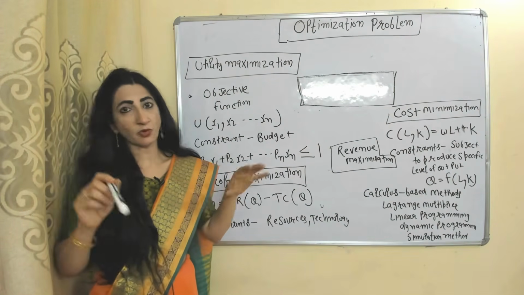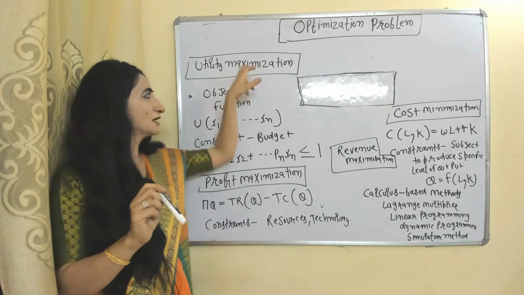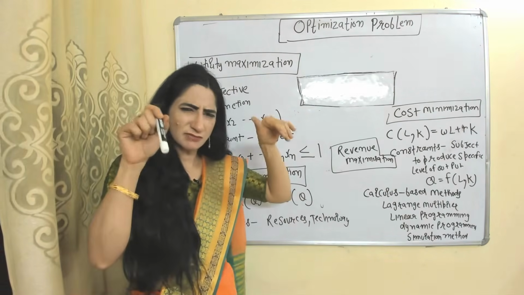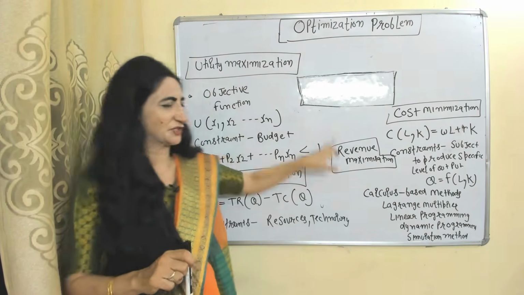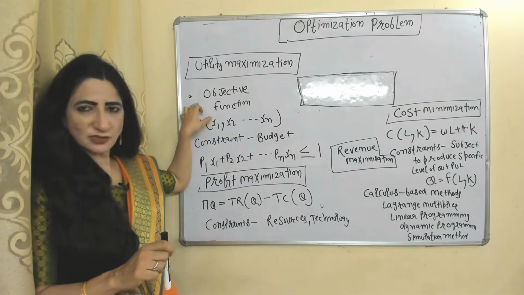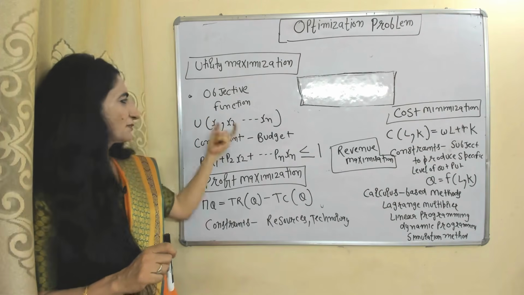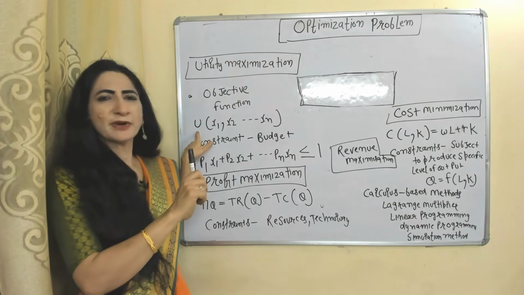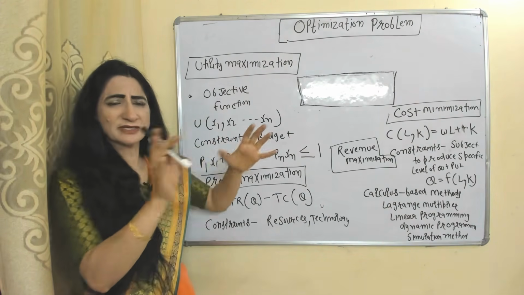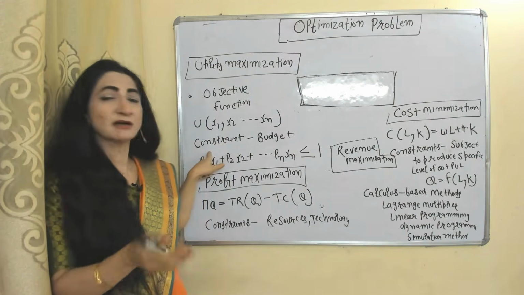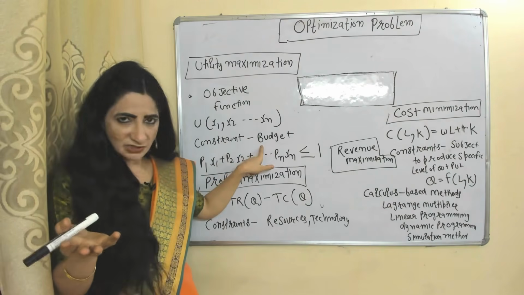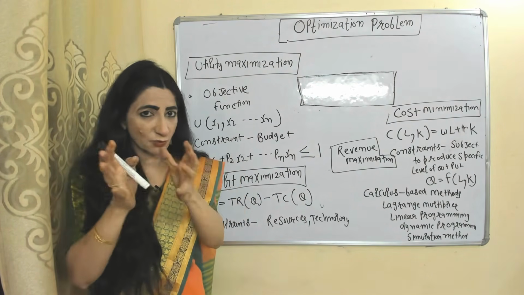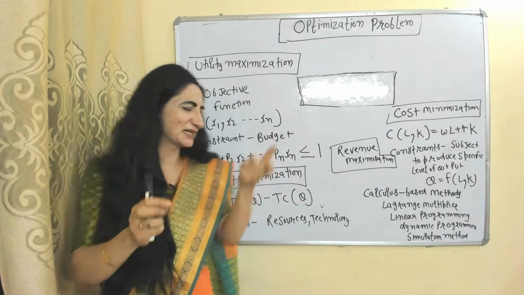Optimization problem. Core parts of optimization problems are utility maximization, profit maximization, cost minimization, and revenue maximization. Objective function in case of utility maximization is represented by this. We want to maximize the utility of the consumer. U represents utility, x1, x2 represent quantity of goods. Constraint, our limitation. Budget is the limitation of the consumer. P represents price of goods. I represents income of the consumer, which works as a constraint, which works as a limitation.